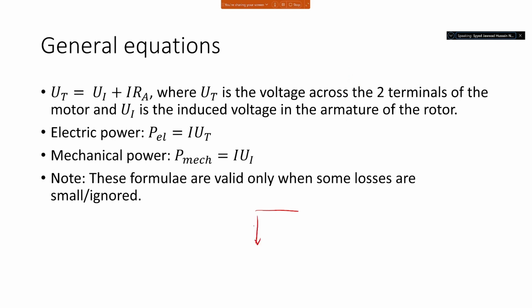So let us have this UT. The armature has a resistance. We call the windings of the coil which are rotating the armature, and it has resistance. So there is going to be some voltage loss across this resistance, which is IR as per Ohm's law. And as the motor is spinning, there is also an induced voltage because of Faraday's law, which we saw, d phi B by dt. There is an induced voltage, which is UI.